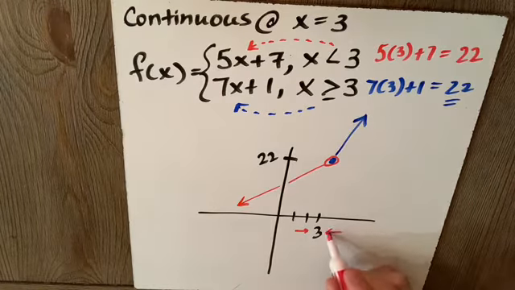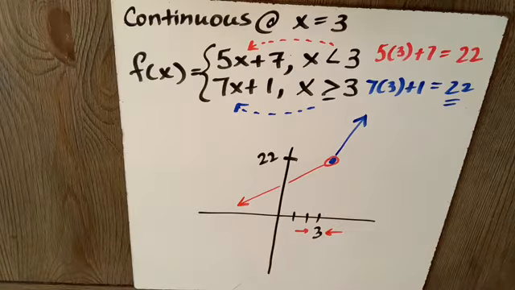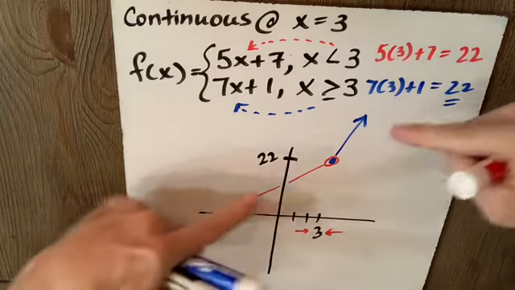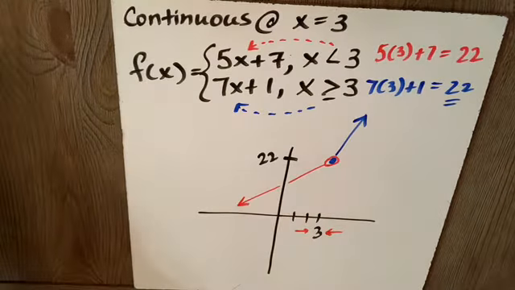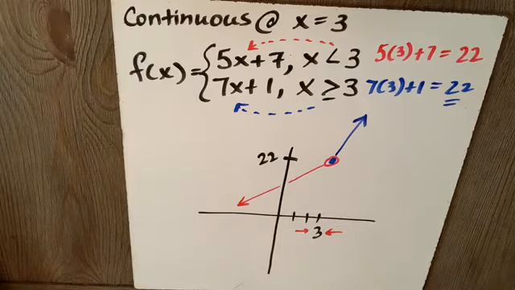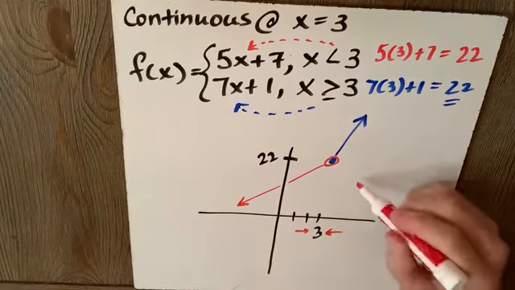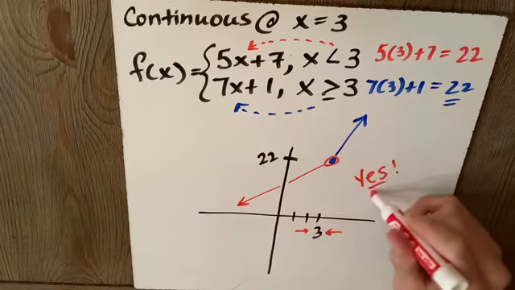The limit as x squeezes in on 3 from the right is 22 because the y values are heading to 22. What about the function value at 3? It's also 22. So our 3 conditions for continuity have been met. So you say, yes, the function is continuous at x equals 3.